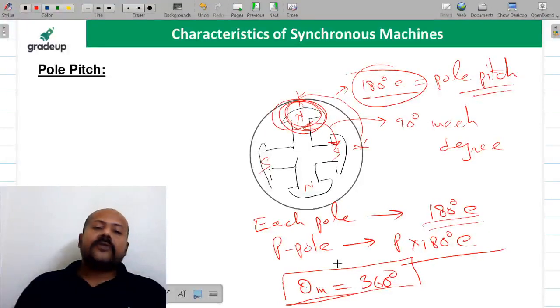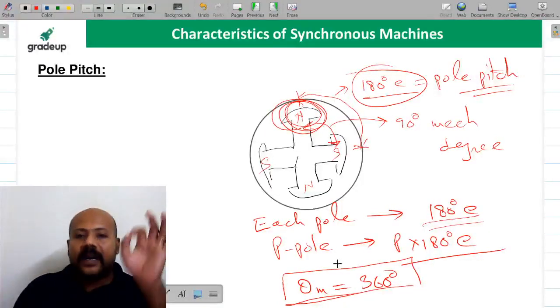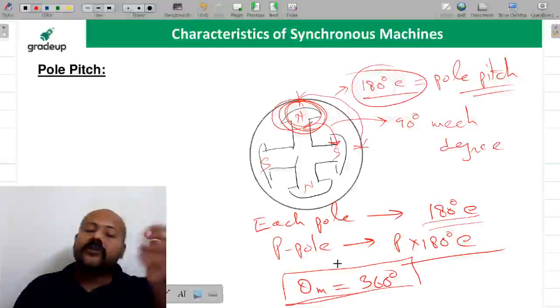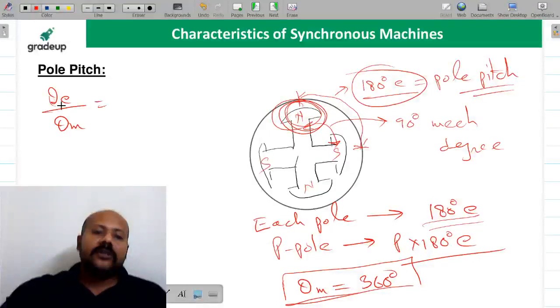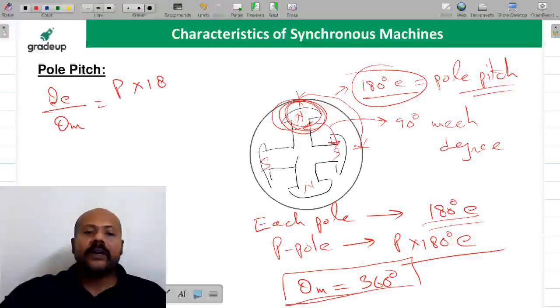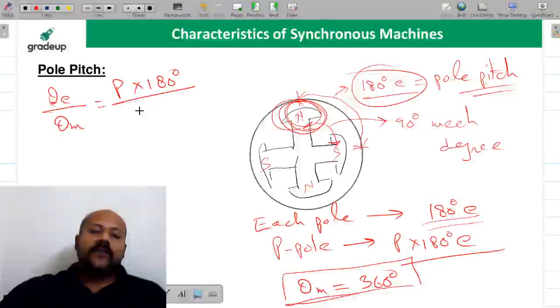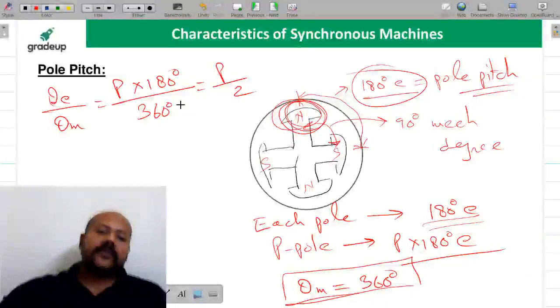Yes, Subramaniam Suresh, you can say like that. In case of magnetic systems, monopoles do not exist. So if you see now the relation between this electrical angle and mechanical angle, what is the total electrical angle for a P-pole machine? It is going to be P into 180 degree. And for mechanical angle, it is going to be 360 degrees. So beta, you can say it is going to be P by 2.